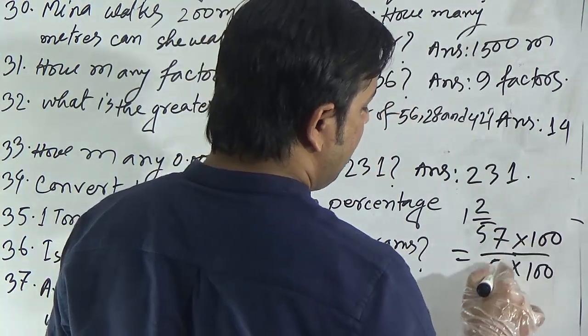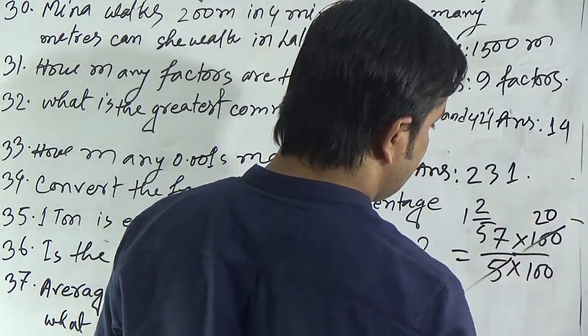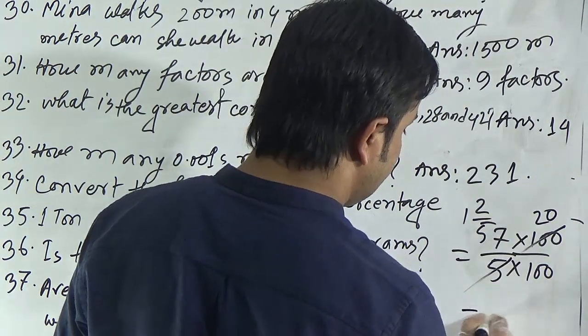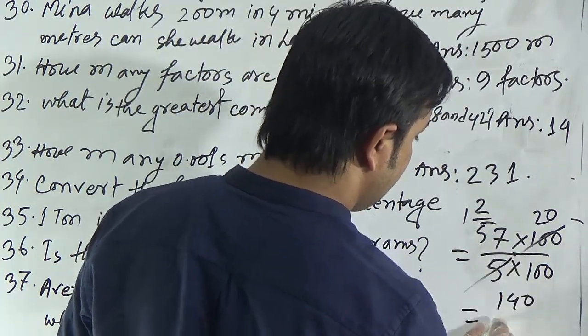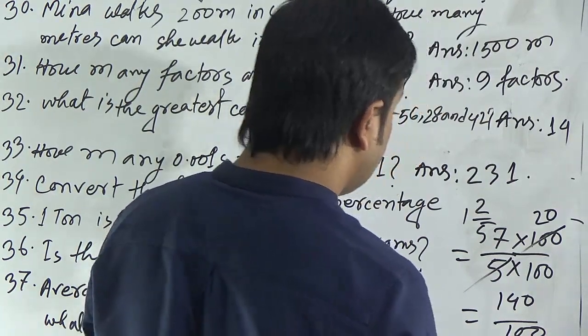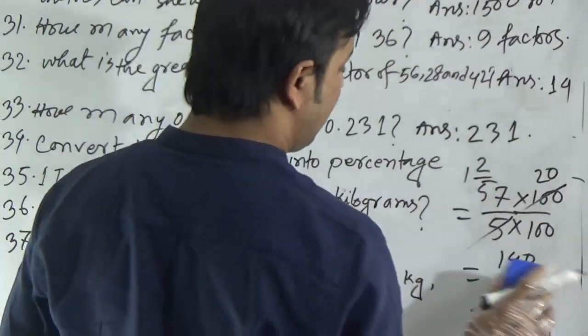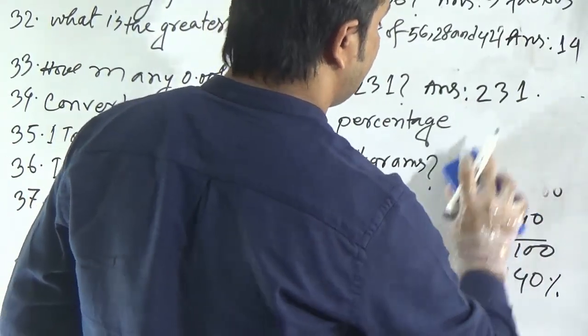Now we can divide 100 by 5. This will be 20. Now it will be 140 by 100. So we can say 140%. So the required answer for question 34 is 140%.